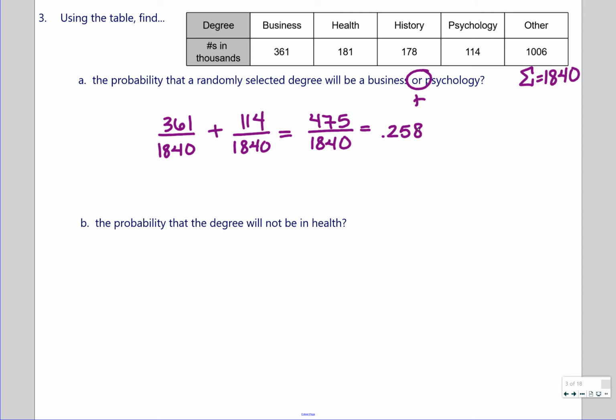What is the probability that the degree will not be in health? So if you see the word not, what could you do with your probabilities? You could use a complement here. So you could find the probability that they are a health major, which is pretty quick. 181 over our total 1840. And then everybody that's not that is just 1 minus that value. Okay? And again, you can use your calculator. 181 over 1840. 0.902.